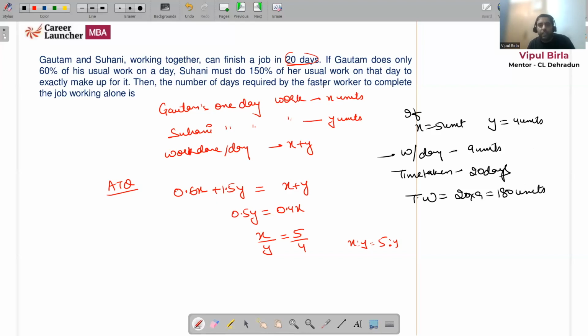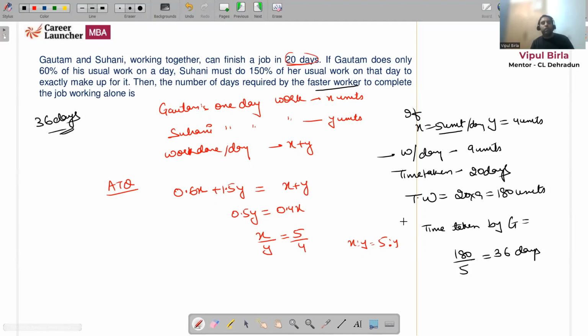Now the number of days required by the faster worker. The faster out of these two is nothing but Gautam, because he does 5 units per day. So therefore, time taken by Gautam is equal to 180 upon 5, which is equal to 36 days, which is the answer to this question. We could have assumed it 50-40 per day work and then done it, but that would have been lengthy. So this is the better way of approaching it.